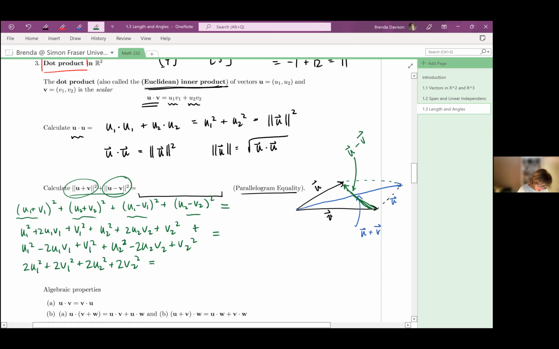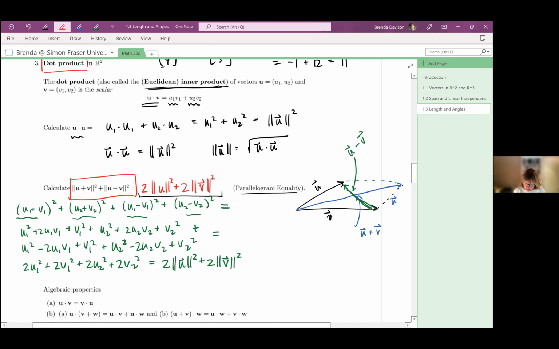And what is that equal to? That is 2 times the norm of u squared plus 2 times the norm of v squared. And that is where I wanted to get to actually. So I'm going to erase this here. I've managed to go through algebraically and show that this is 2 times the norm of u squared plus 2 times the norm of v squared.